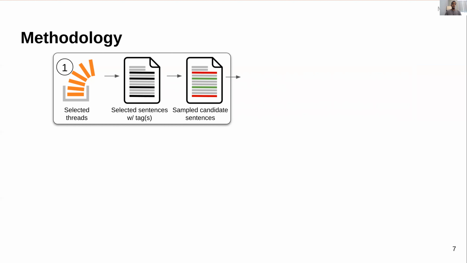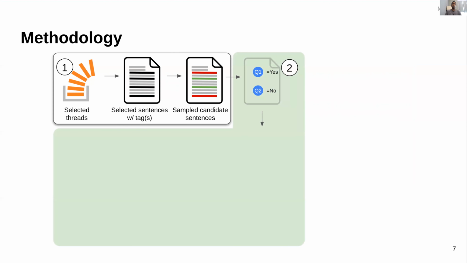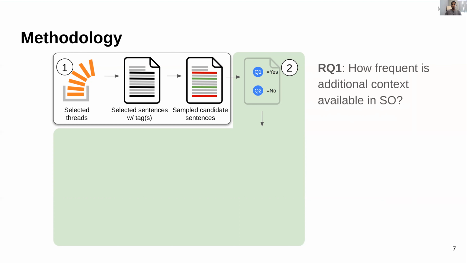After selecting the sentences from phase one, we go to phase two, where we do a manual evaluation. Here we ask annotators, who are the authors of this study, to go through the candidate sentences and manually verify whether those sentences contain additional context. The results of the manual validation allow us to answer the first research question, which is how frequently additional context is available in Stack Overflow.